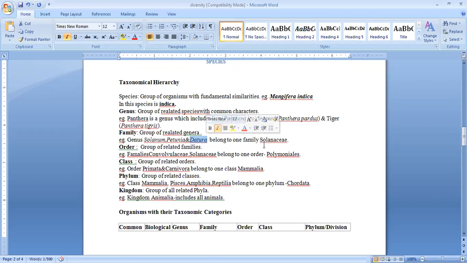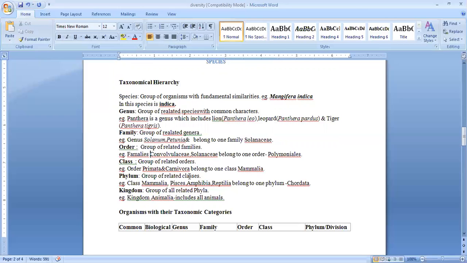Now, there can be many families which are related, so they are put under order. For example, Convolvulaceae family, Solanaceae family, they all belong to one order, that is Polemoniales. Now, group of related orders are put under class. So, orders like, for example, Primata and Carnivora, they belong to one class, that is Mammalia.